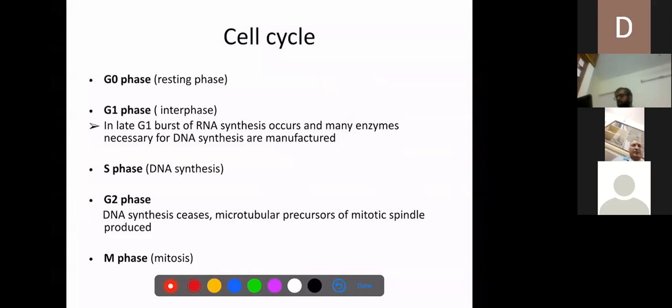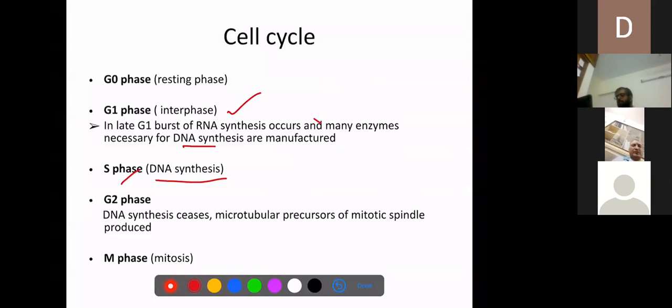In there, there is going to be an early G1 phase and late G1 phase. In late G1 is the checkpoint which is going to occur. In early G1, there are going to be some other processes that are going to happen, I'll tell you. In late G1, there is going to be a burst of RNA synthesis and many enzymes which are required for the synthesis phase. In S phase, synthesis means it is DNA synthesis. They are all manufactured. They prime themselves to undergo DNA synthesis.